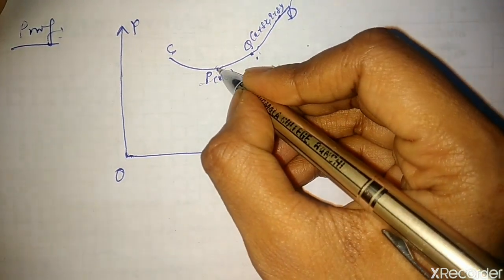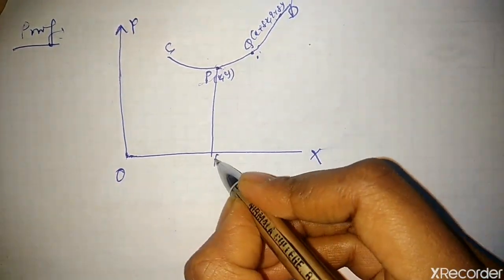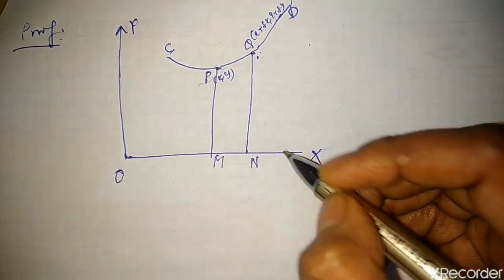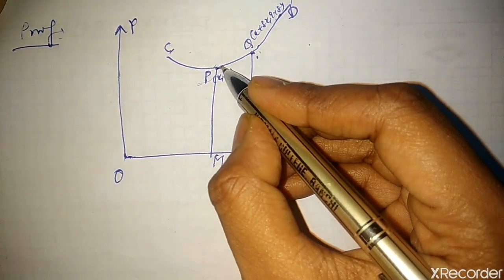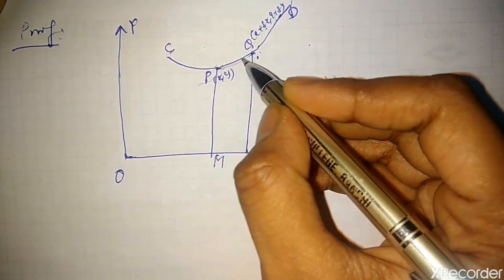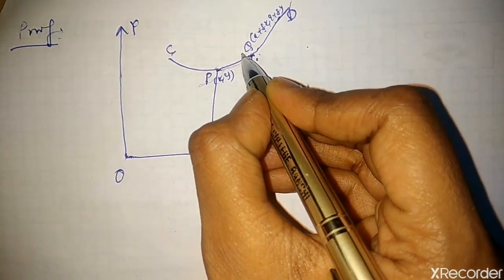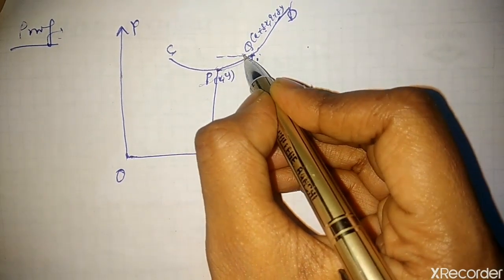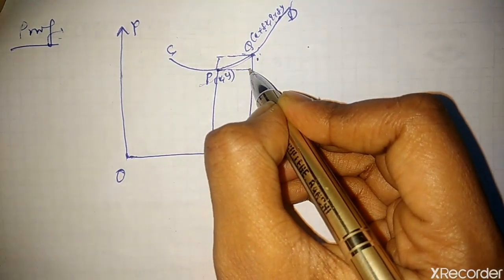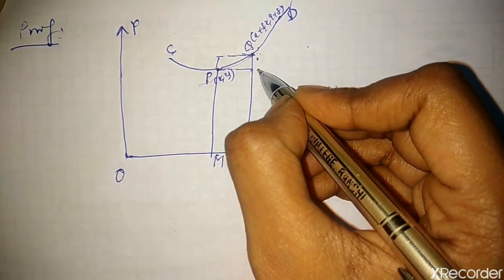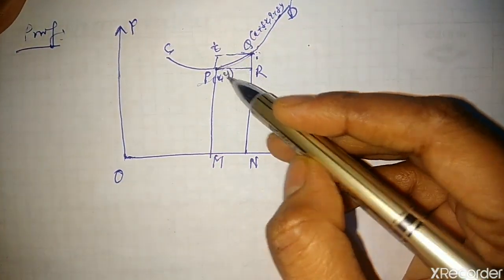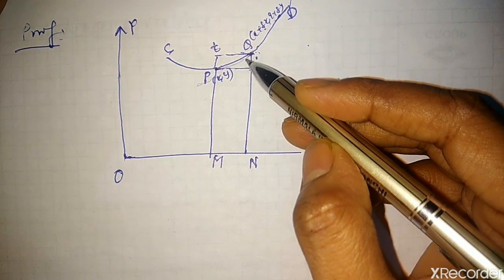Now we draw a perpendicular from point P, that is PM, and from point Q, QN. So here is a small increment del x. Let us join these points. We draw a parallel line from this point, then from P again we draw a perpendicular to the line QN, and let it be T. So this is the extended area of the curve.